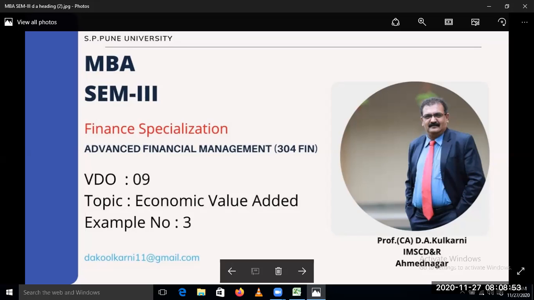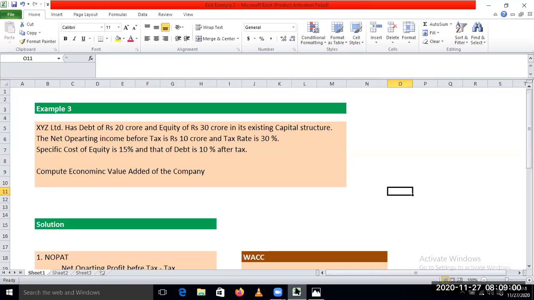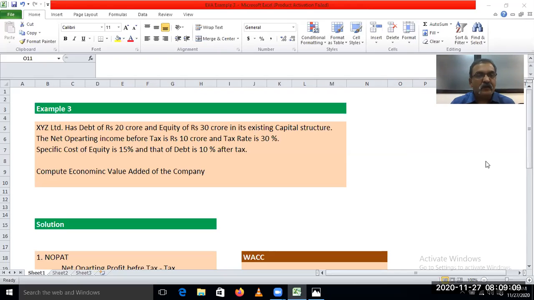Topic is economic value added and example number is 3. So this is example number 3. You can check out, the information is given.